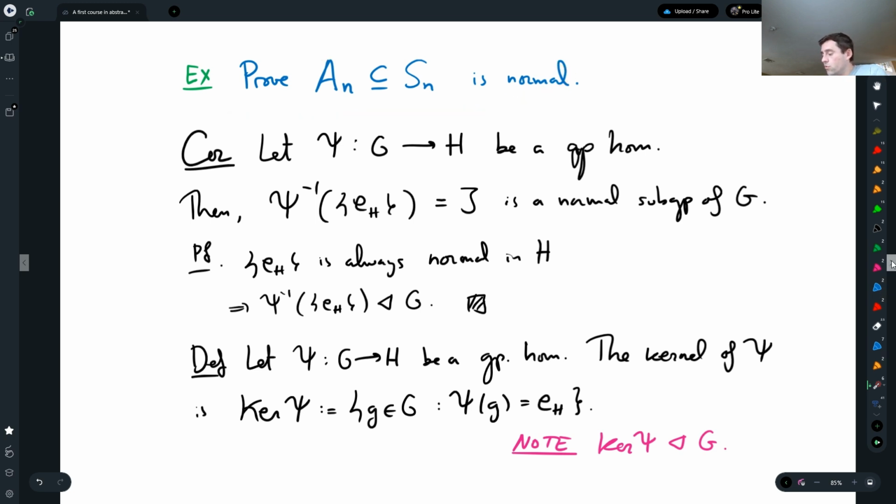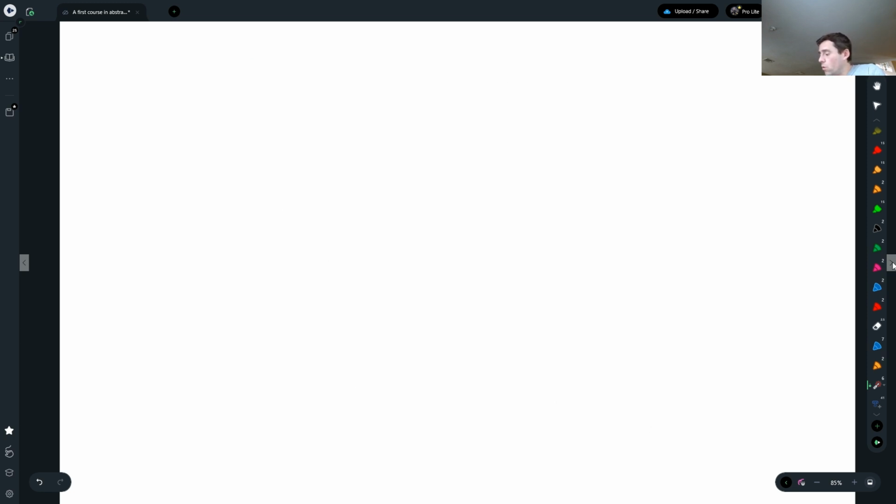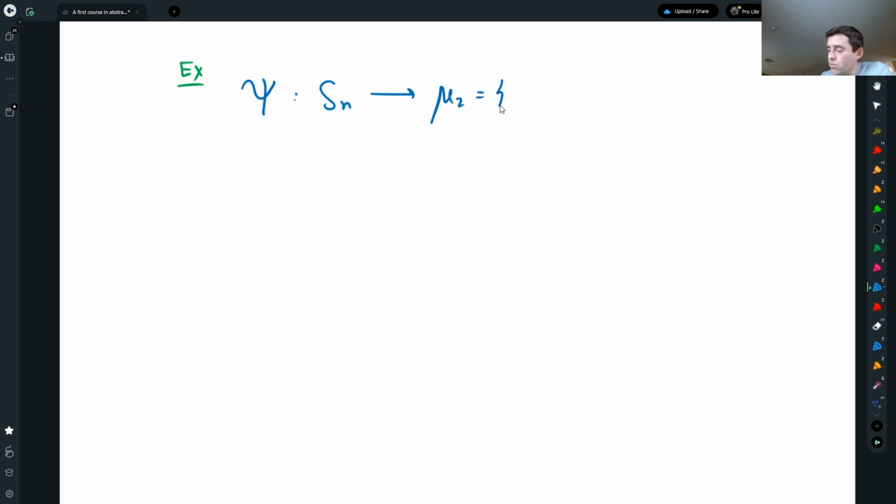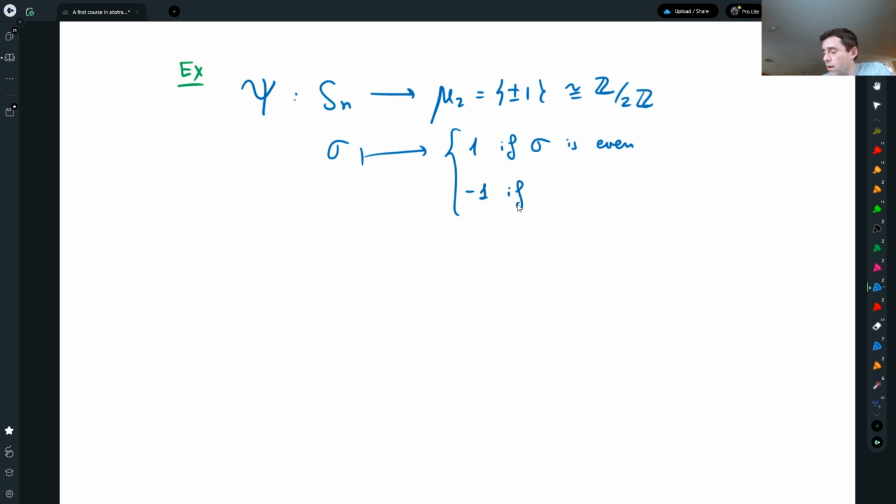Okay, so we're going to use this to prove that A_n is normal in S_n. And how are we going to do this? We're going to come up with a homomorphism such that A_n is the kernel. So let me show you how to do that. Here I'm going to come up with a map from S_n to mu_2, which is plus or minus 1, which is isomorphic to Z modulo 2Z, that sends sigma to 1 if sigma is an even permutation, and to -1 if sigma is an odd permutation.